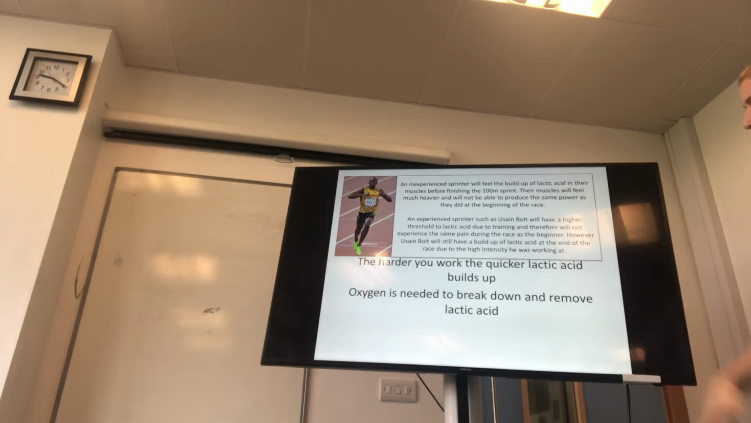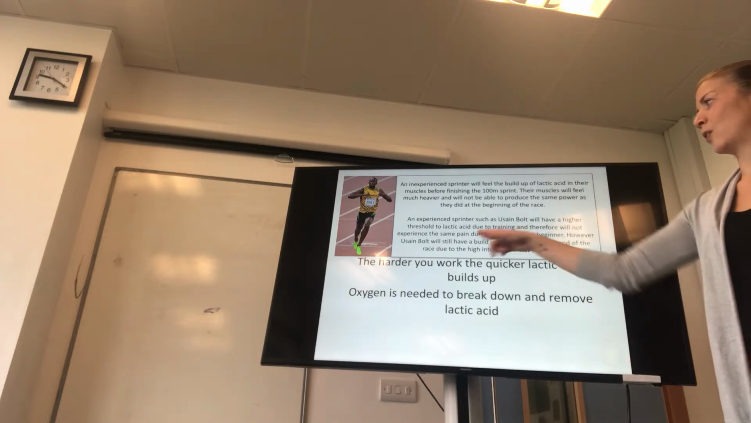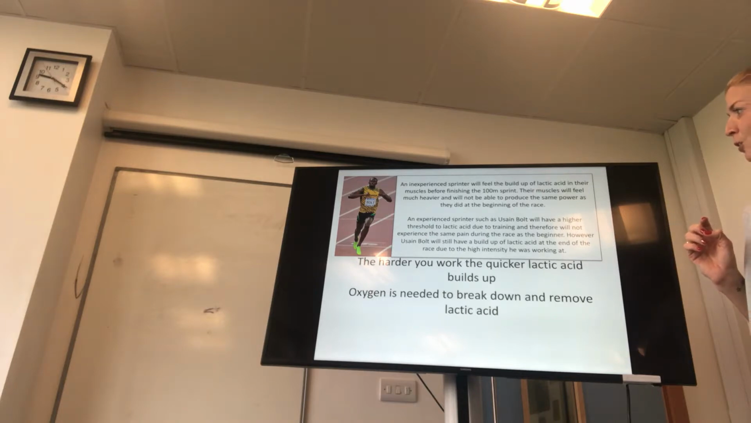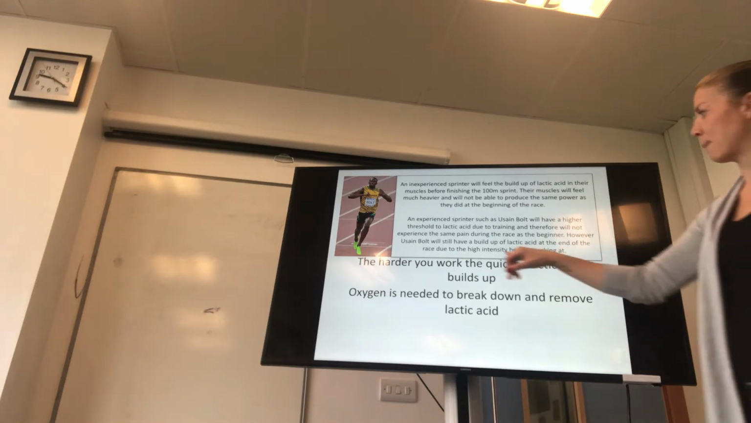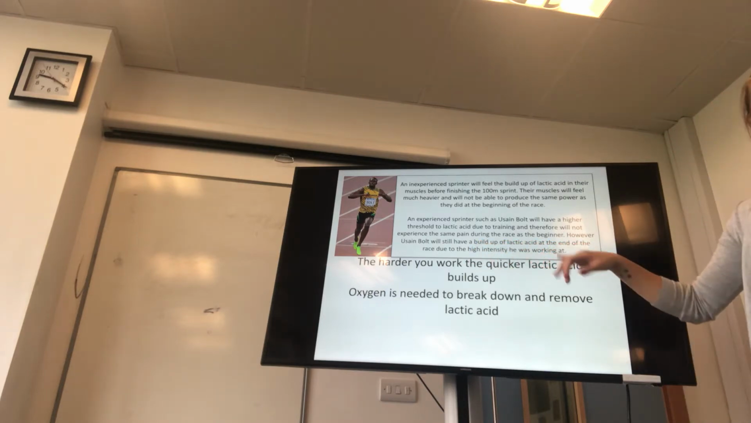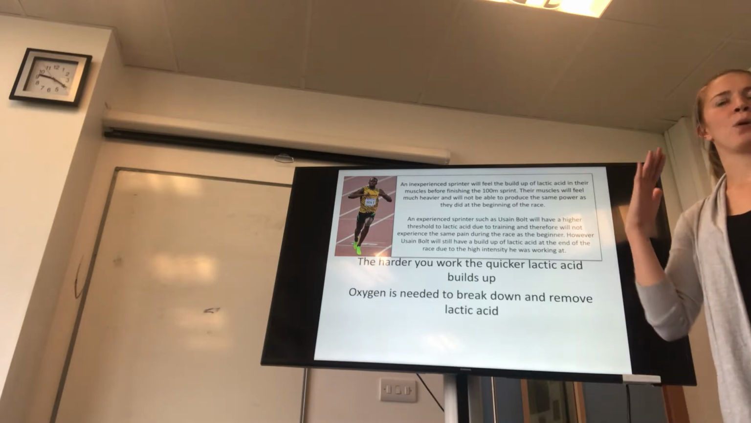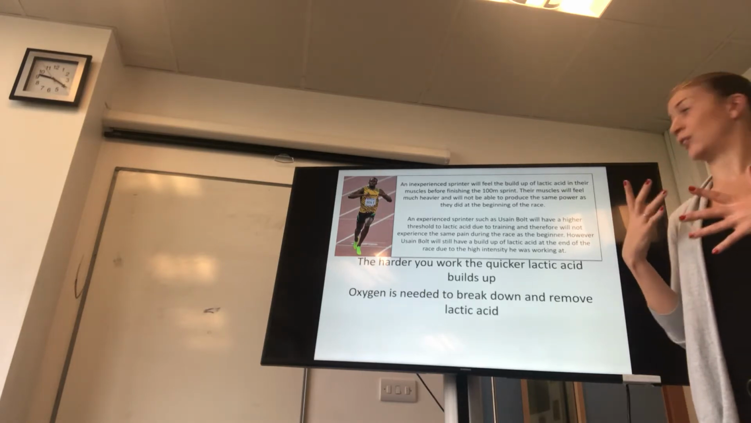Their muscles will feel much heavier and they won't be able to produce the same amount of power as they did at the beginning of the race. So that's an inexperienced sprinter. Whereas an experienced sprinter such as Usain Bolt will have a higher threshold to lactic acid due to training, and therefore will not experience the same pain during the race as a beginner. So because he's trained, he can deal with it better. It won't build up so quick because his body's more efficient.